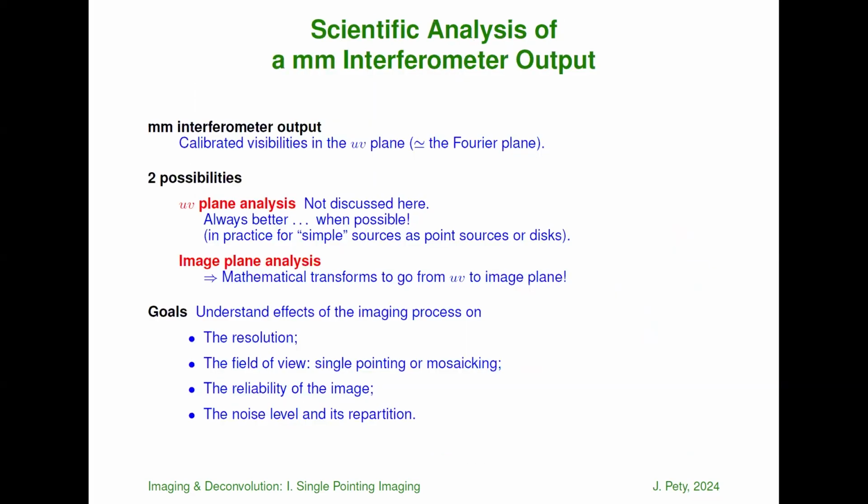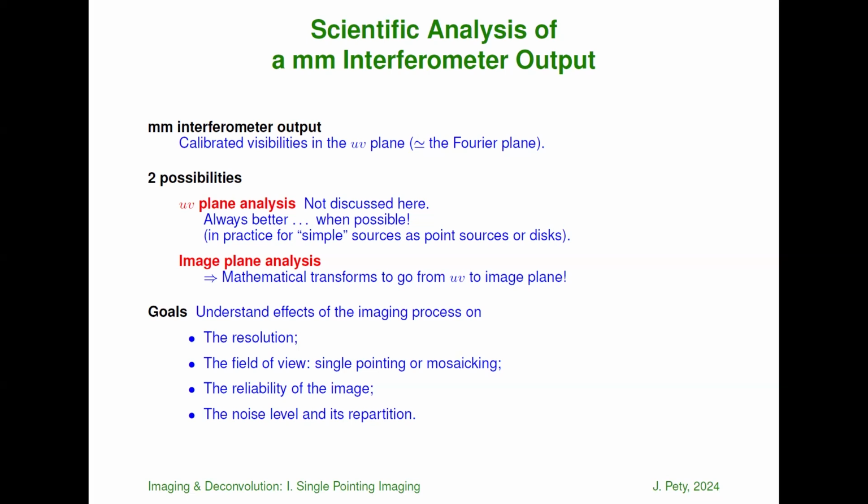Okay, so we have a set of calibrated visibilities in the UV plane. To first order, we will consider that the UV plane is the Fourier plane. So there are two possibilities. Either, as I've just told you, doing some science in the image plane is easier. Unfortunately, there are some mathematical transforms that are needed to go from the UV plane to the image plane, and those transforms come with some artifacts. And so the goal of these lectures will be to try to understand those artifacts.